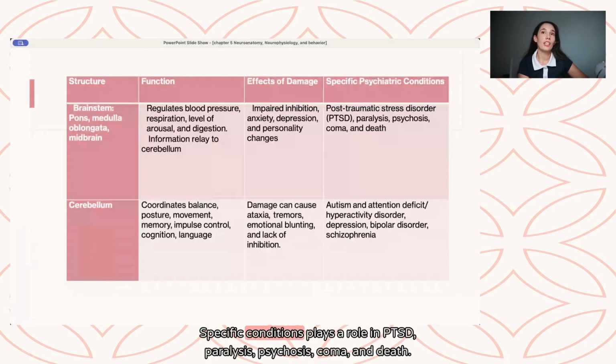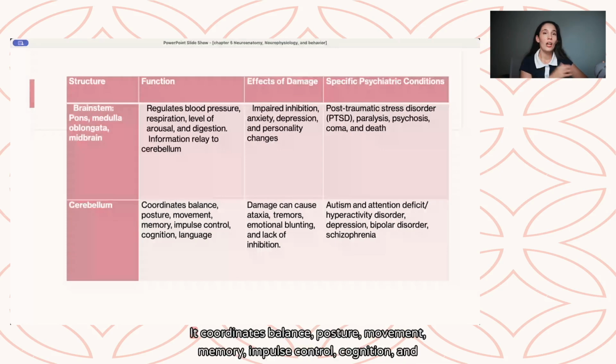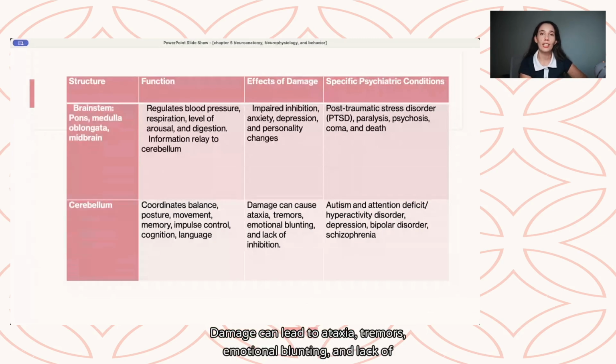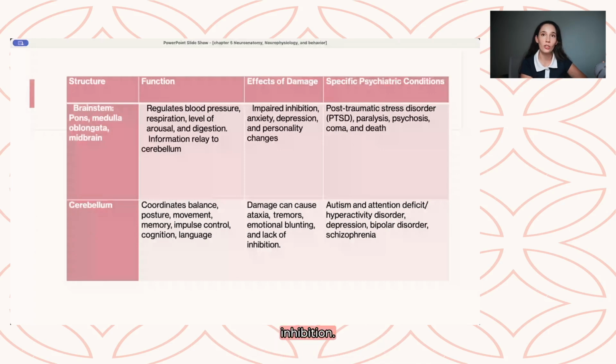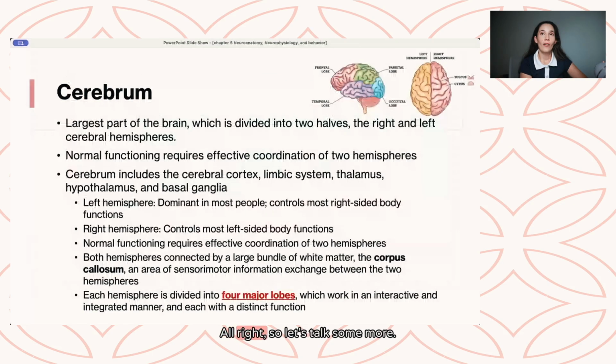And then the cerebrum, this is the brain itself. It coordinates balance, posture, movement, memory, impulse control, cognition, and language. Damage can lead to ataxia, tremors, emotional blunting, and lack of inhibition. And this can be seen in autism, ADHD, depression, bipolar disorder, schizophrenia, can be things that come from this area. All right, so let's talk some more. So the cerebrum, again, this is like the entire brain itself, not the brainstem.